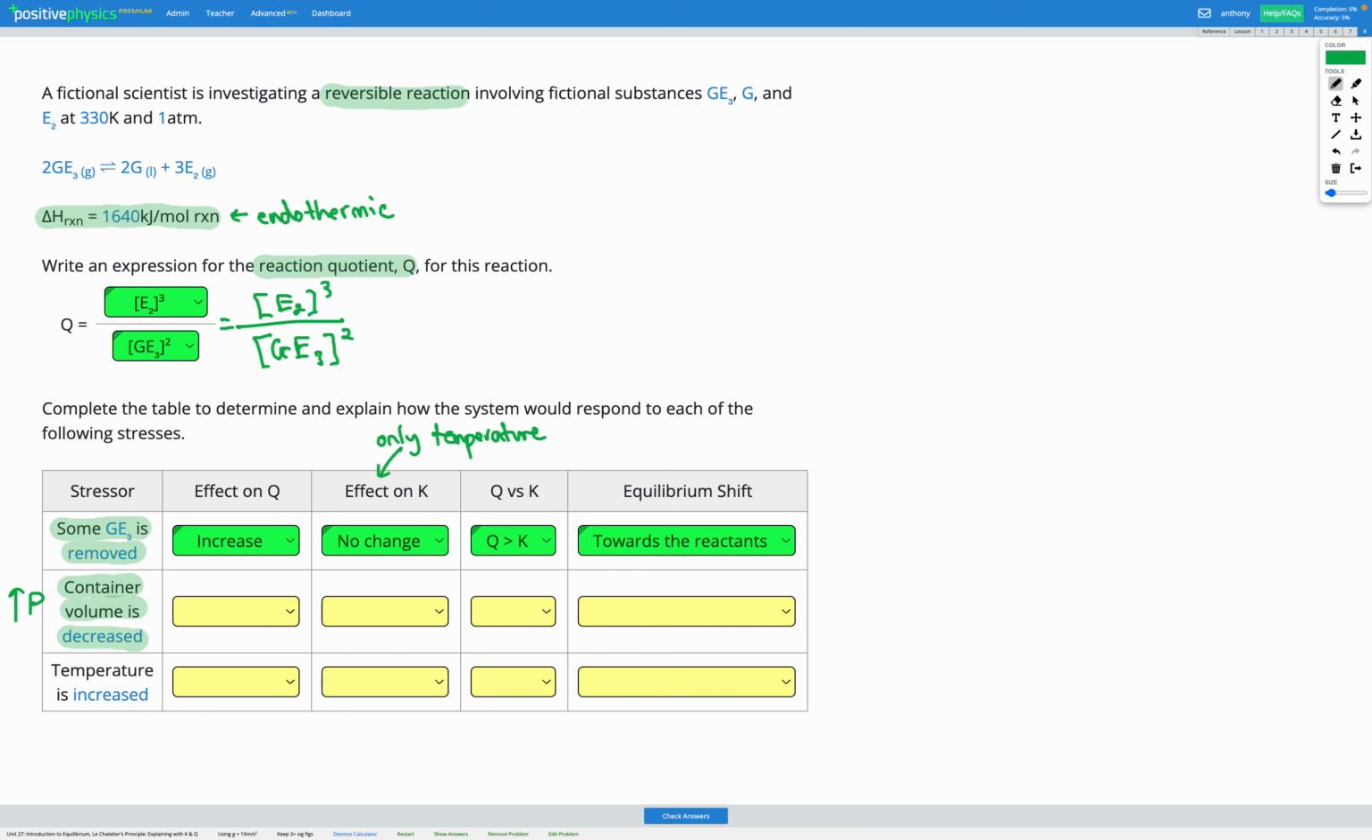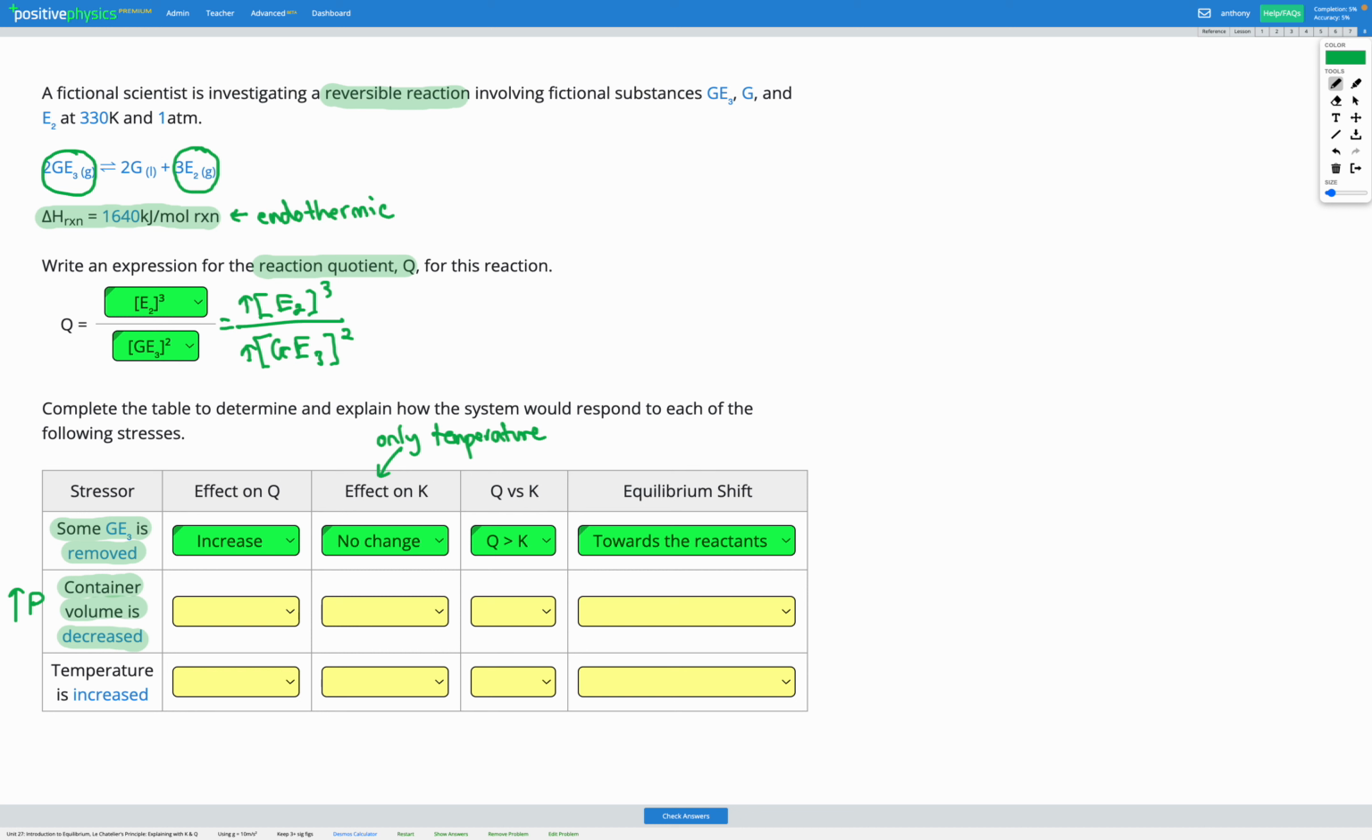And increasing the pressure of our gases means we're increasing their concentration. So this part is only going to affect our gases in our equation. So E2, that's a gas. And Ge3, that's also a gas. So we know that the concentration of E2 is going to increase as the pressure increases, and the concentration of Ge3 is going to increase as the pressure increases.